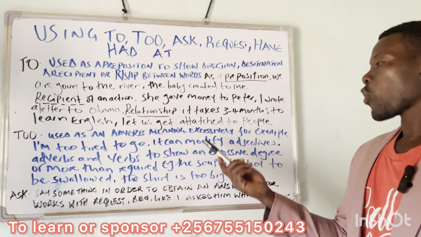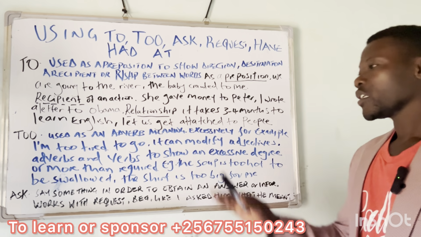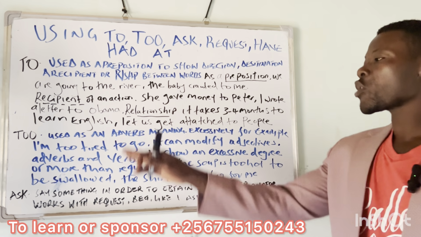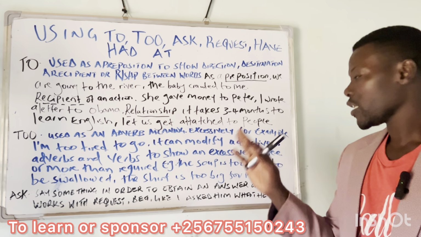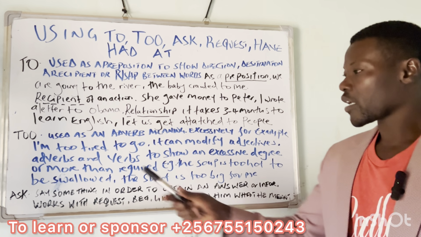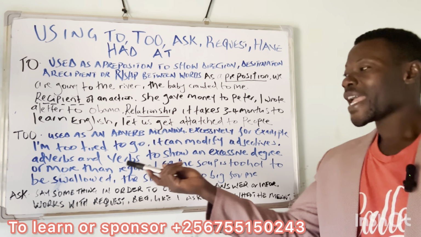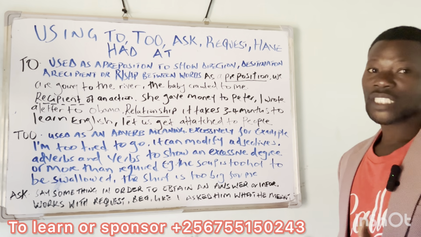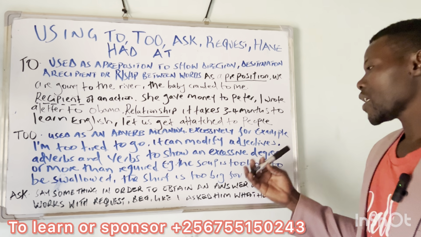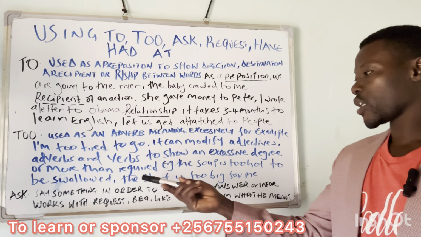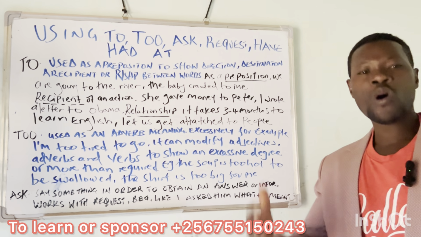It can also modify adjectives. Too does many things. It modifies adjectives, and you remember adjectives work with nouns and pronouns. Adverbs and verbs. We know adverbs, we've talked about them, and verbs, these are action words, to show an excessive degree or more than required.